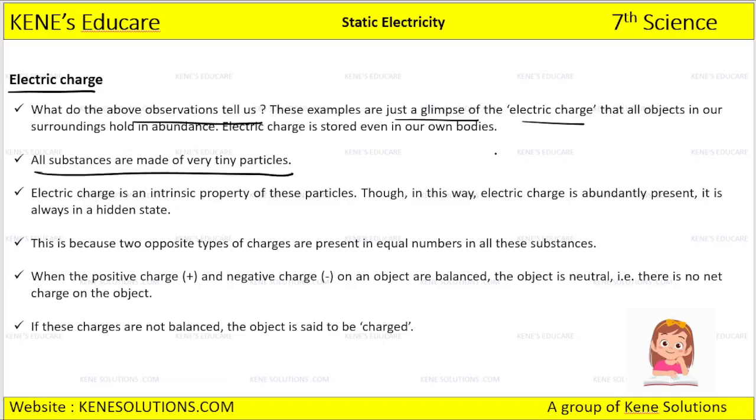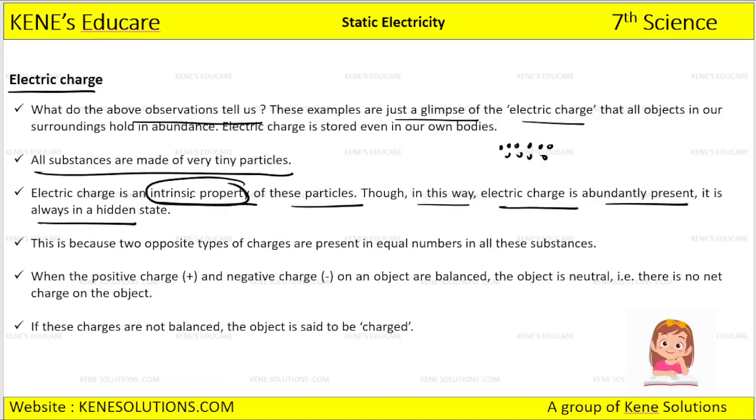All substances are made up of small particles. Electric charge is an intrinsic property of these particles. Though electric charge is abundantly present, it is always in a hidden state. Okay, it is an intrinsic property. It is an intrinsic property of any particle, meaning electric charge will be abundantly present in it, but in the hidden state. You cannot detect it.